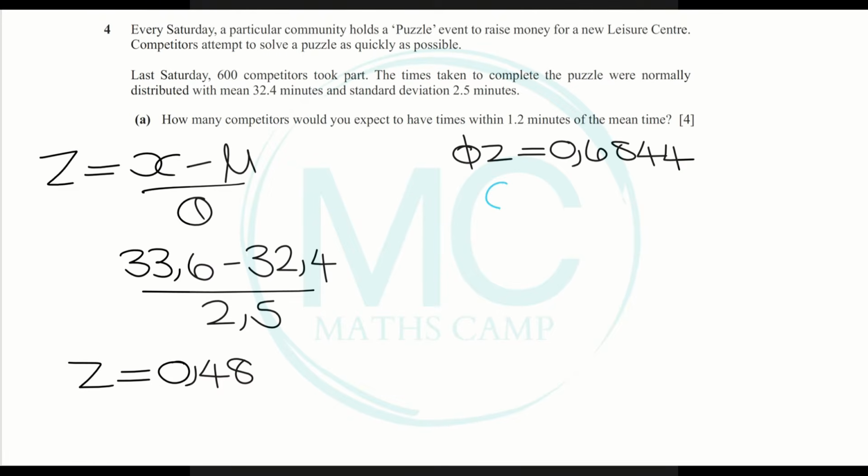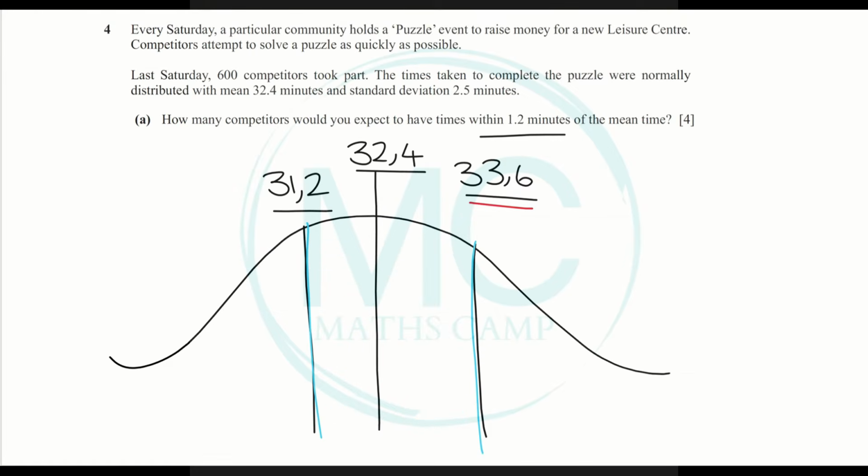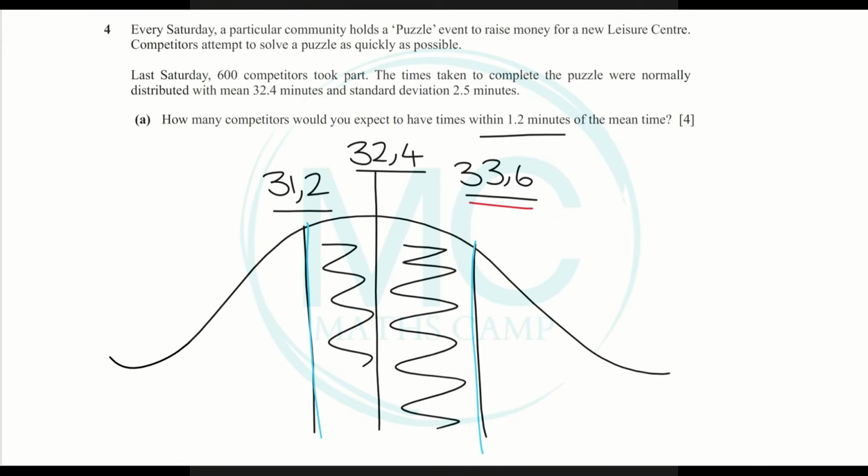So I'm going to say 0,6844 minus 0,5 gives me 0,1844. Let's go back to our diagram. I want to clean it up again. 0,1844 is the probability that x is smaller than 33,6 but greater than the mean. But remember, these two areas are the same.